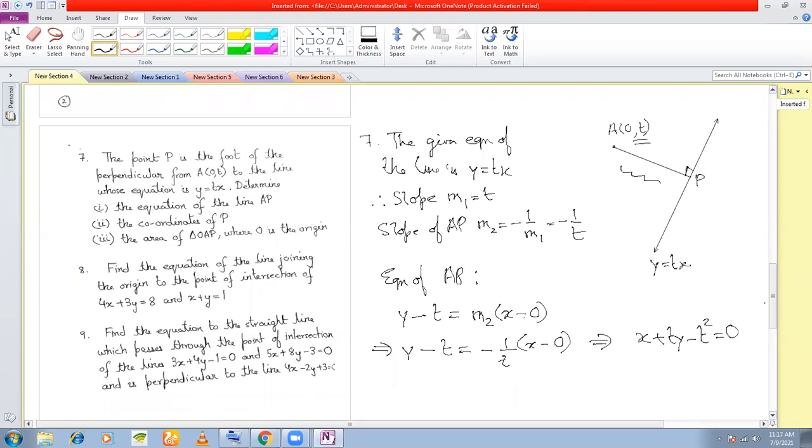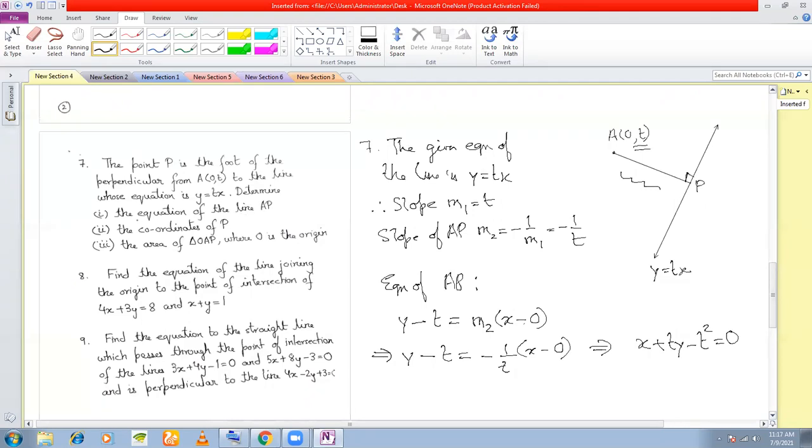Okay, this is the equation of AP. That is what the first question was: find the equation of the line AP. So this completes your first part of the question. Second part of the question, coordinates of P. How do you get the coordinates of P?